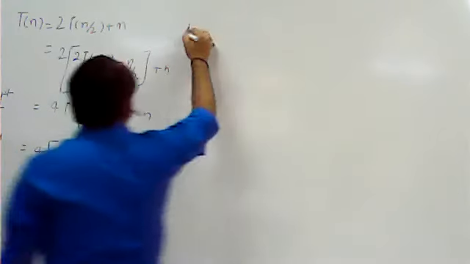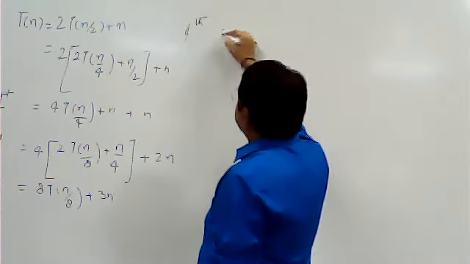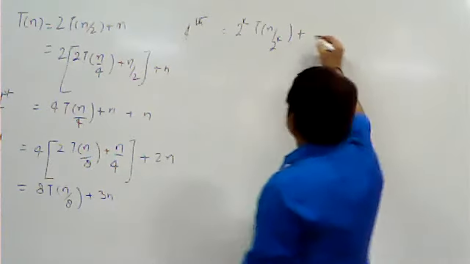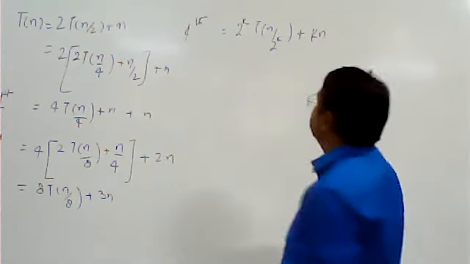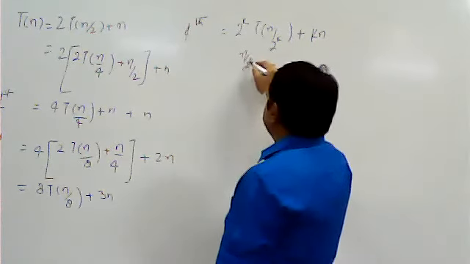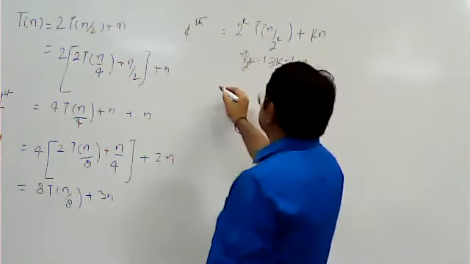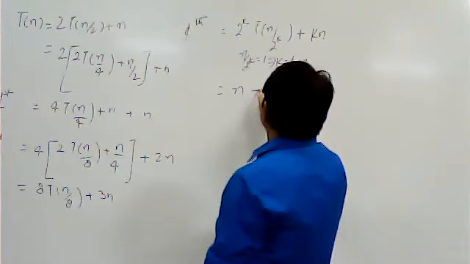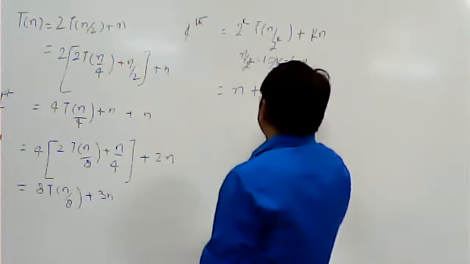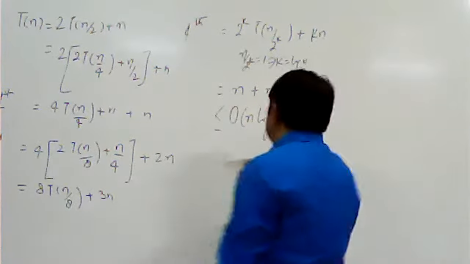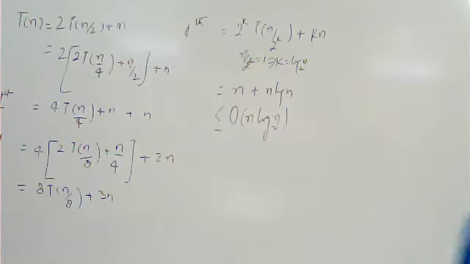So similarly for the kth iteration, you will get 2^k T(n/2^k) plus k into n. Now n upon 2^k is equal to 1, so k is equal to log n. So substitute the value here, we'll get n plus n log n. So complexity is equal to order of n log n, base 2. Okay, hope it is clear. Simple.